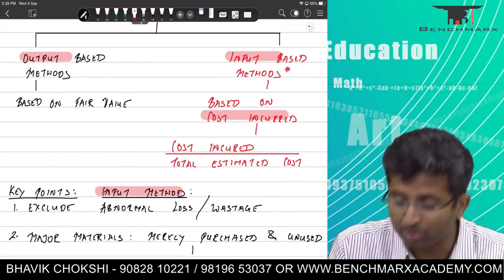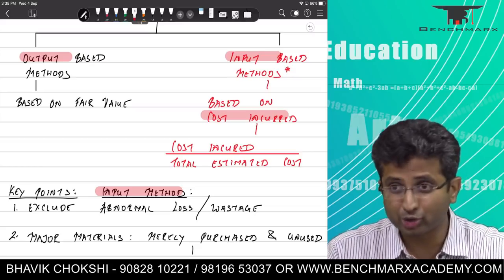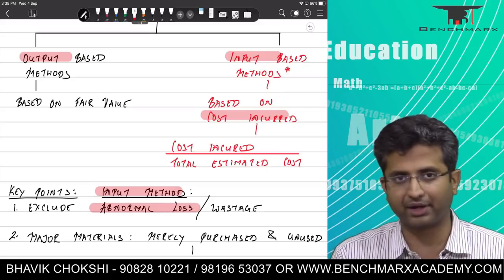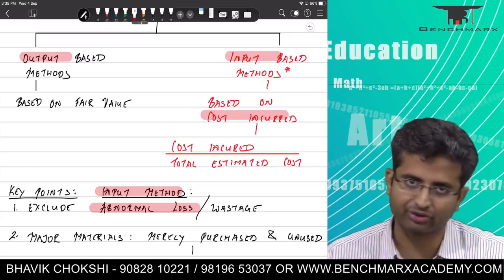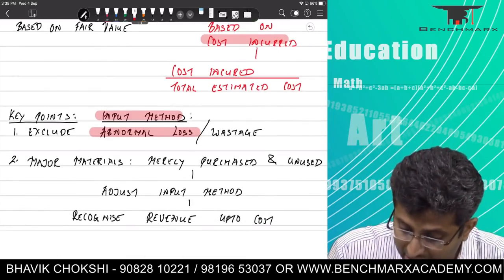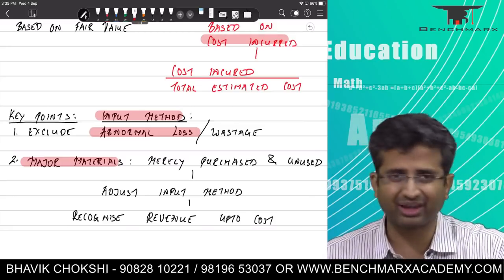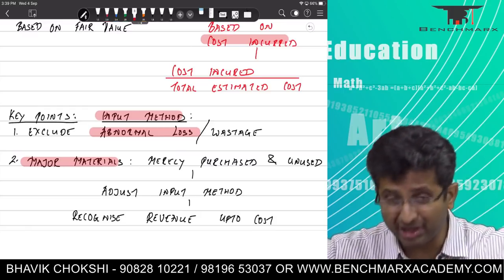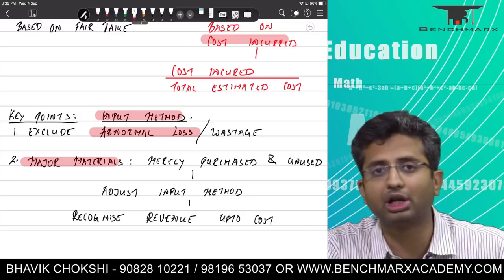How much input you are putting, that is your stage of completion. Key points for an input method is your cost incurred should be only your regular cost, which increases the progress of the project. So if you have an abnormal loss like a flood, fire affecting, that is cost incurred, but that does not increase your progress on the project, has to be ignored. And second, if you buy major materials which you have no real role except for buying it and on behalf of the customer, these are going to be split, separated. So you will measure progress based on the work that you are going to do.